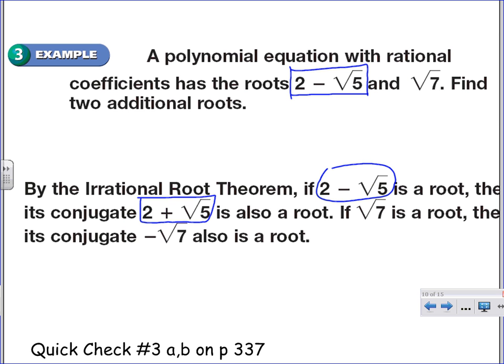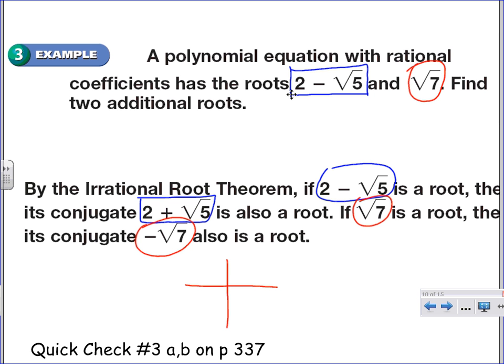And by the same token, square root of 7, well, that's an irrational number, right? Does it repeat? Does it terminate? If that guy's a root, then we can also say its conjugate, which is just negative square root of 7, is also a root. And basically, guys, this is because we keep talking about this, and I keep drawing these pictures, because these irrational roots and these imaginaries come in pairs, okay?